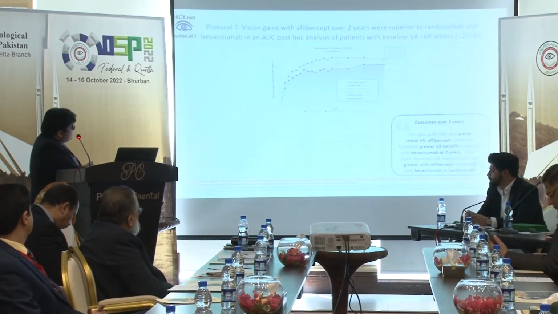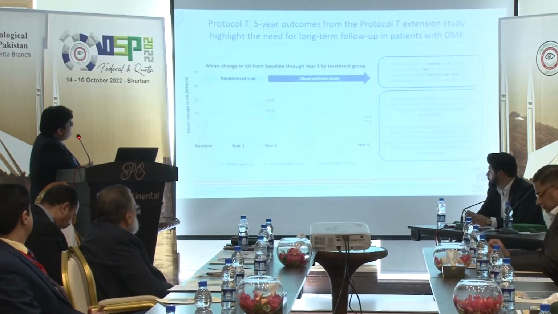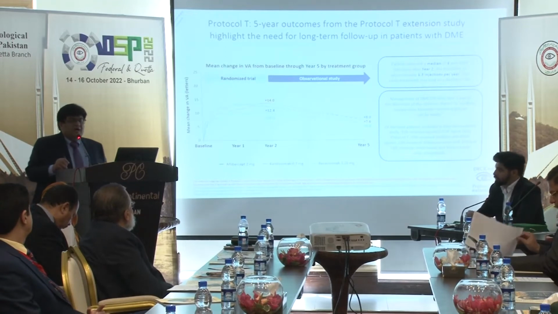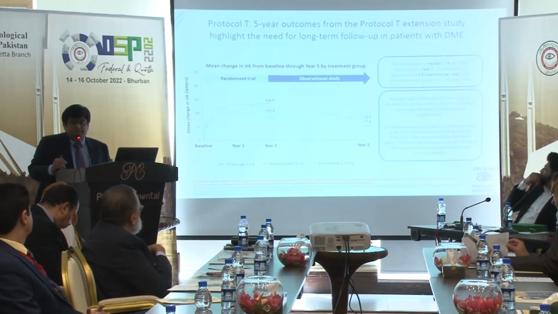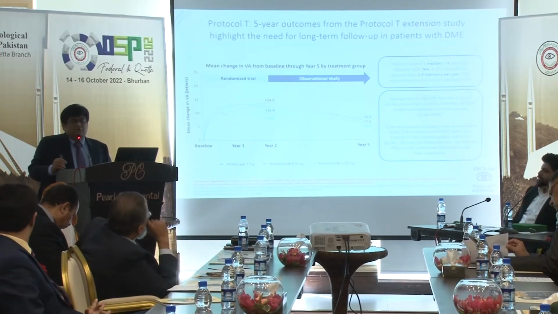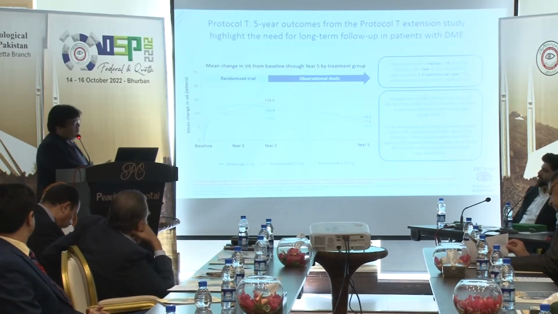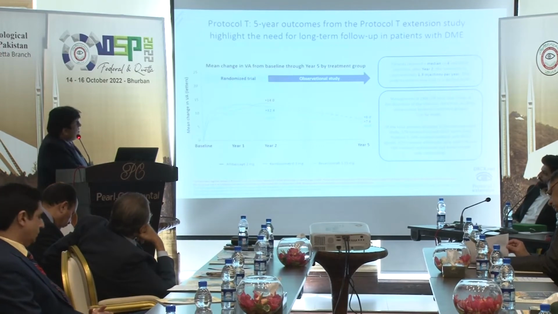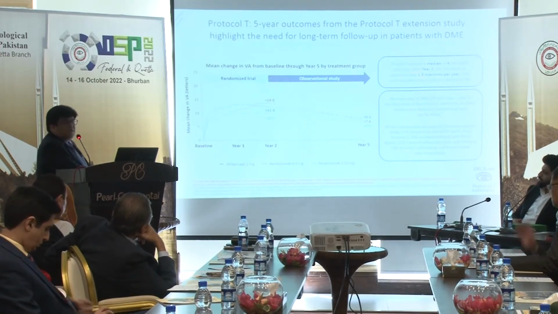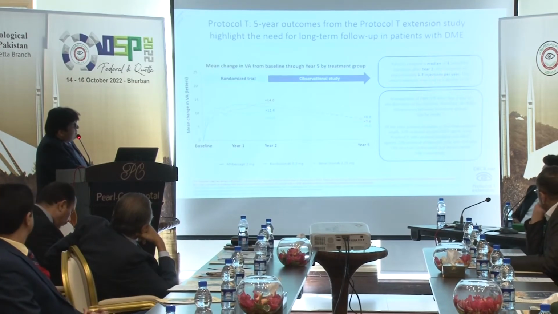So I just discussed the area under the curve, what it is. Now this is the Protocol T 5-year outcomes. This is a little bit fuzzy because after 2 years, every clinician did not follow the protocol. They injected on their own. So what they have told us at 5 years is that patients received a median of 4 anti-VEGF injections after year 2. This translates to approximately 1.3 injections per year.